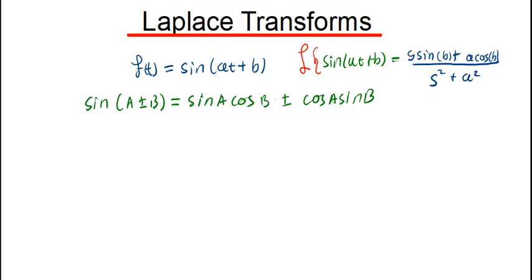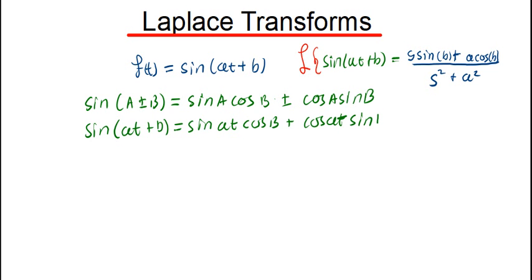So here I have that. Okay, so I have sine at plus b. This is going to be equal to sine at, then cos b, then this will be plus cos at multiplied by sine b. Oh, wait a minute, I've used uppercase b. I'm supposed to use the lowercase b because that's what I have. So I'll put b there and I'll put b there like that.